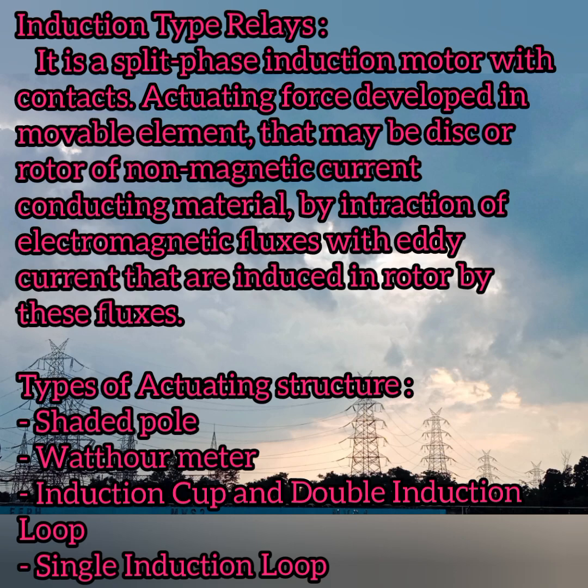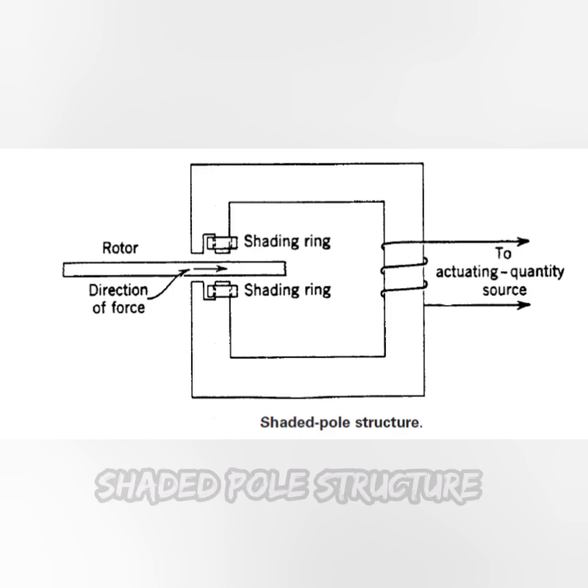So these actuating structures are made up of four kinds of structure. One is the shaded pole structure. Second one is the watt-hour-meter. Third one is the induction cup and double induction loop. And fourth one is the single induction loop. We will see one by one now. First one is the shaded pole structure. So this is your shaded pole structure.